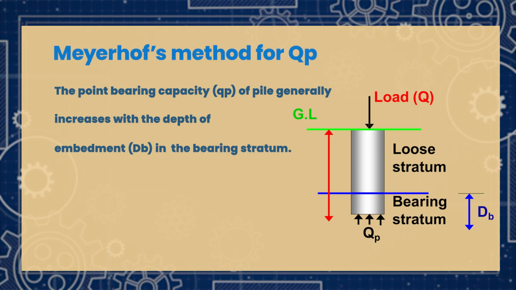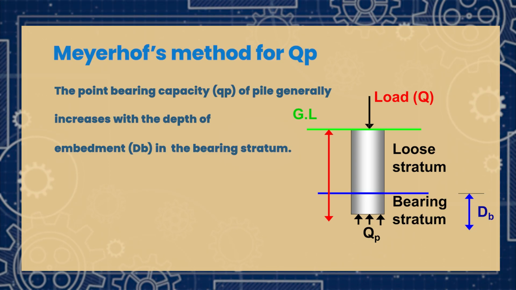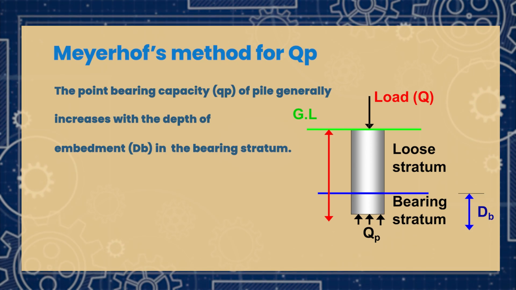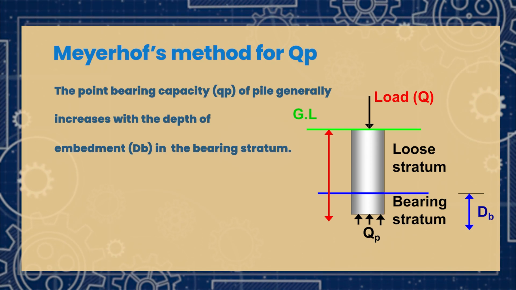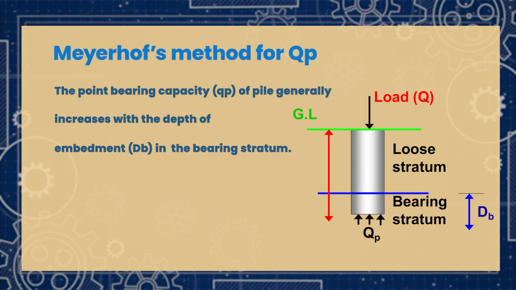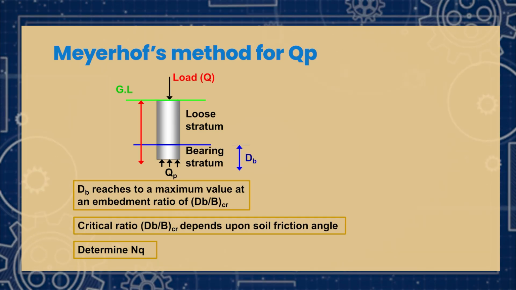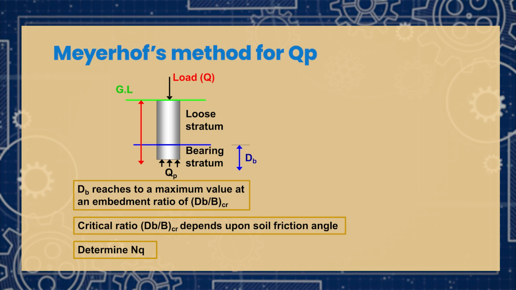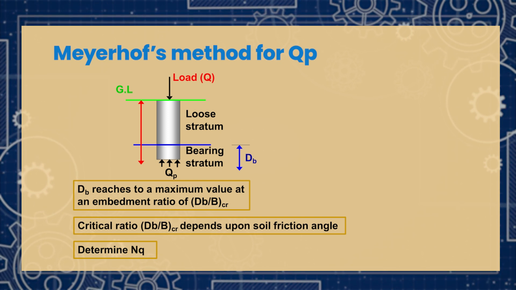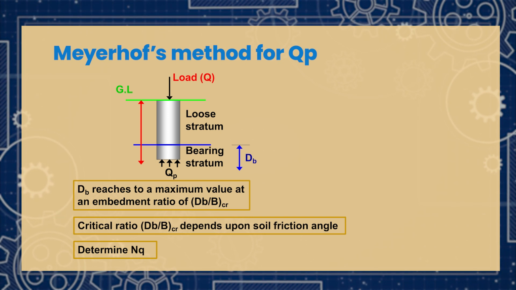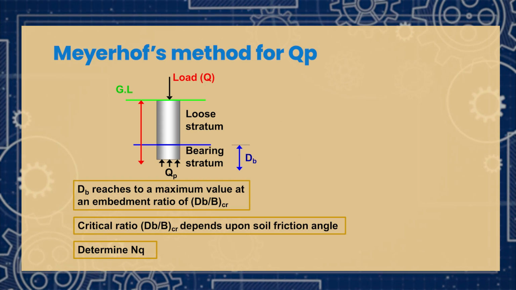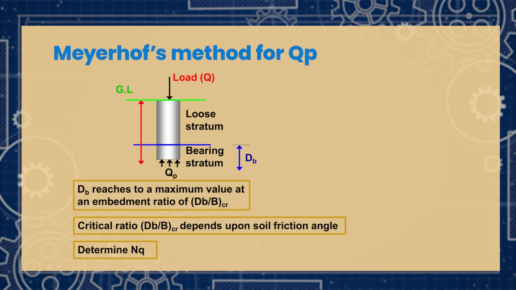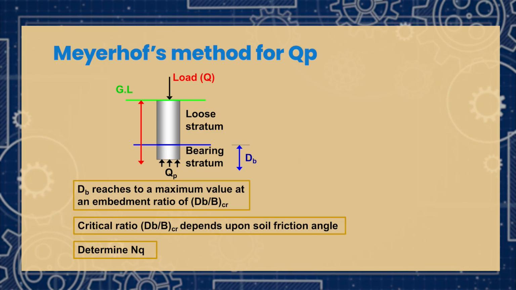In that case, see Db, it means the depth of embedment in the bearing strata, you are socketing that much. The point bearing capacity, denoted by Qp of the pile, generally increases with the depth of embedment in the bearing strata. You have to do the socketing in this stratum.